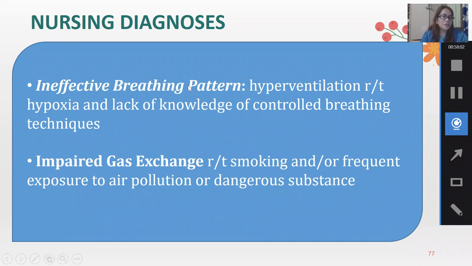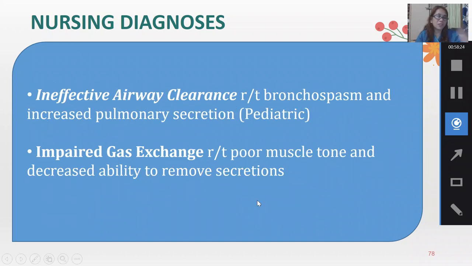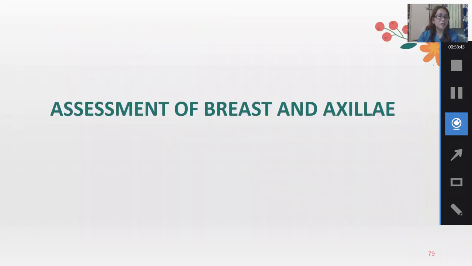Okay? There is ineffective breathing pattern or hyperventilation related to hypoxia and lack of knowledge of controlled breathing technique. Or there could be impaired gas exchange related to smoking and or frequent exposure to air pollution or dangerous substances. Ang daming nursing diagnosis that you can formulate when there is a problem with the thorax or lungs. Ineffective airway clearance related to bronchospasm and increased pulmonary secretions for pediatric. So, impaired gas exchange related to poor muscle tone and decreased ability to remove secretions.